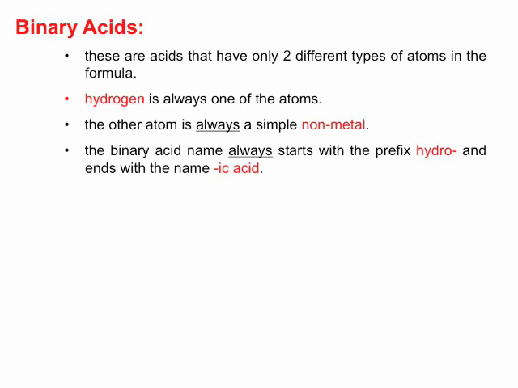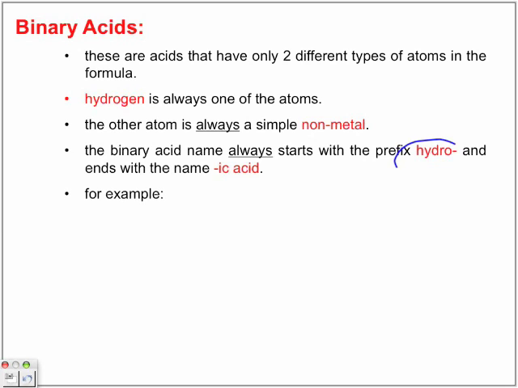Now, the binary acid name always starts with the prefix hydro. So we're going to add the word hydro to the name of the following binary acids. Hydro represents the hydrogen aspect of it. Now with the name, we're looking at the nonmetal, and we used to use the IDE ending when we were naming compounds with the nonmetal. But now the IDE ending is no longer going to be an IDE ending, it's going to be an IC ending, and we're adding the word acid to it. So let's look at an example here.